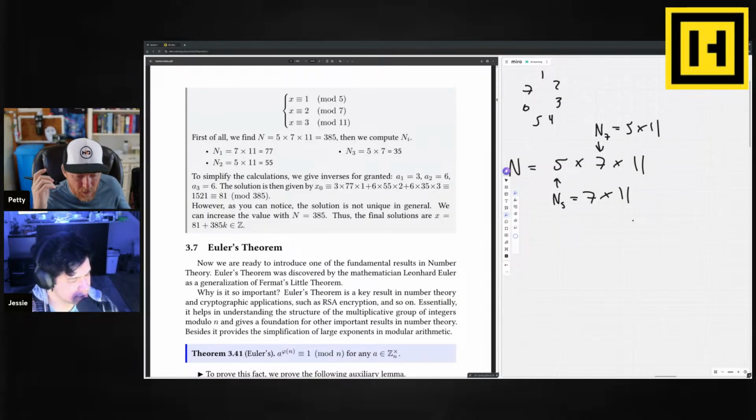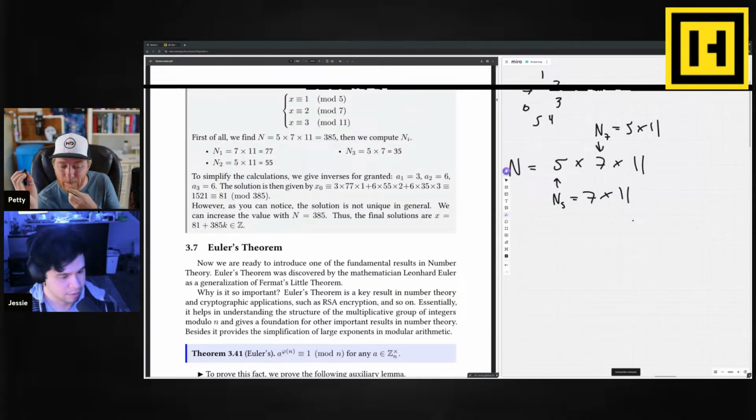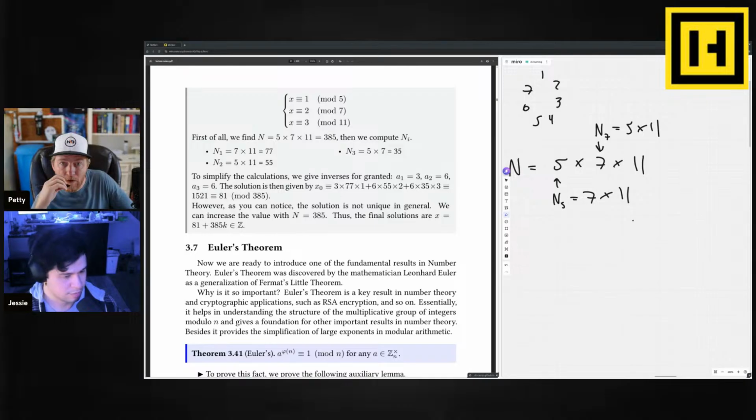I think they just solved it down. Okay. So it's 3 times probably 70-something, which gives 1521. 1521 mod 385 should be 81. That's probably going to give you 81 as a remainder. Oh no, I'm not using this calculator correctly.